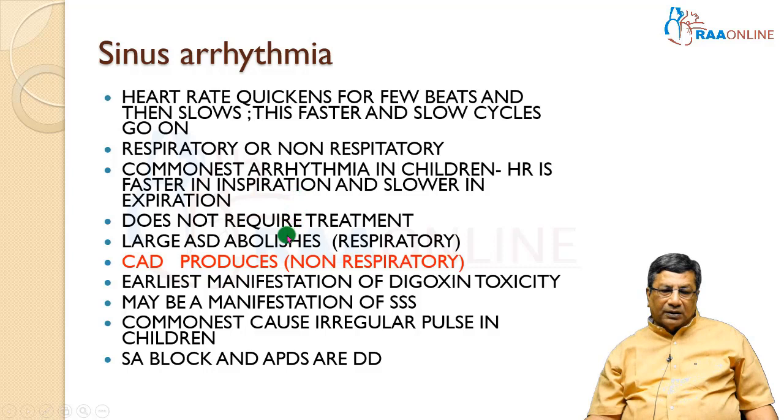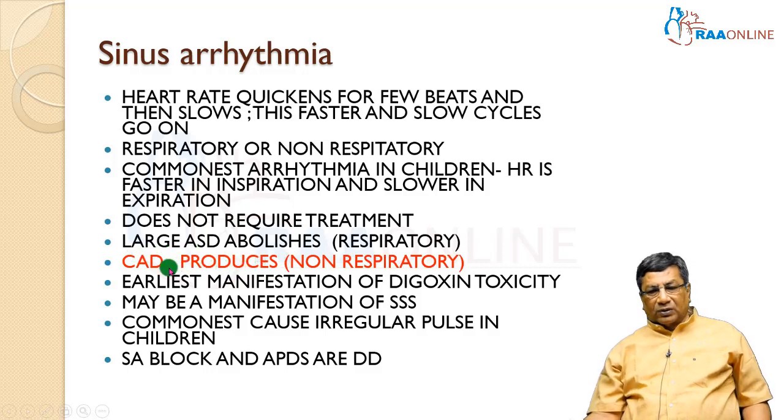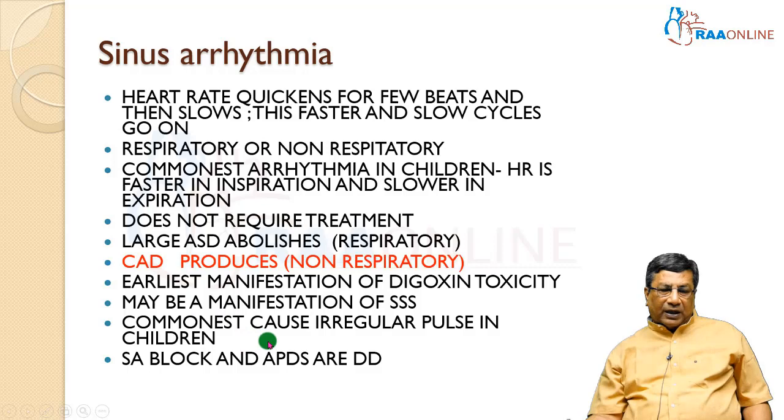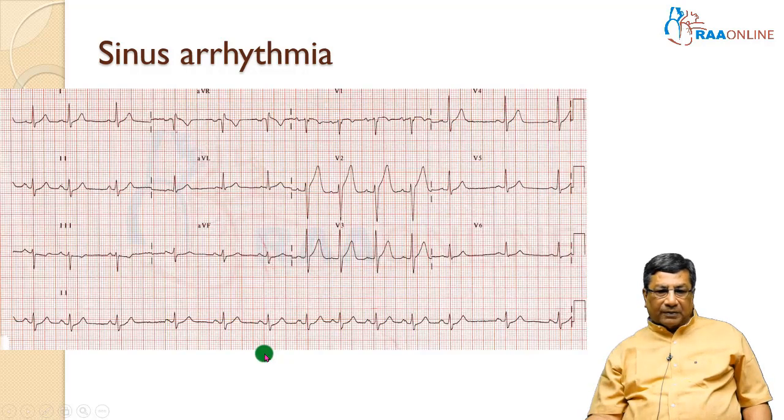Non-phasic or non-respiratory sinus arrhythmia can happen in the elderly, and if it happens, it may indicate coronary heart disease, sick sinus syndrome, or the earliest manifestation of digoxin toxicity. Sinus arrhythmia is the most common arrhythmia in children and the most common cause of an irregular pulse in children.